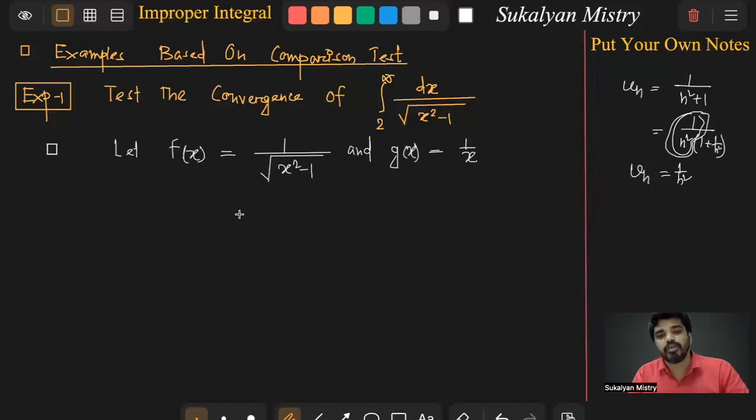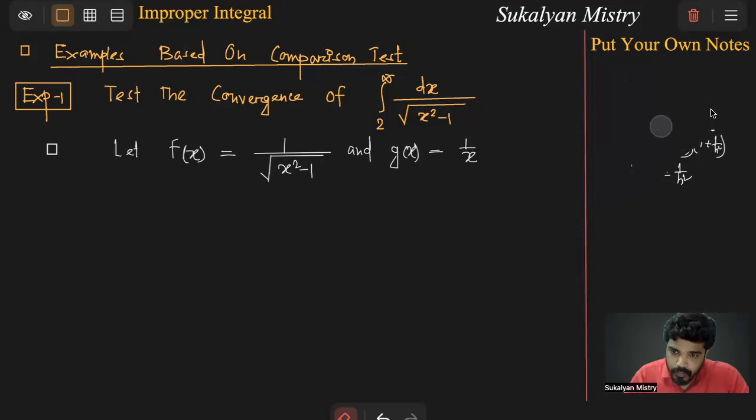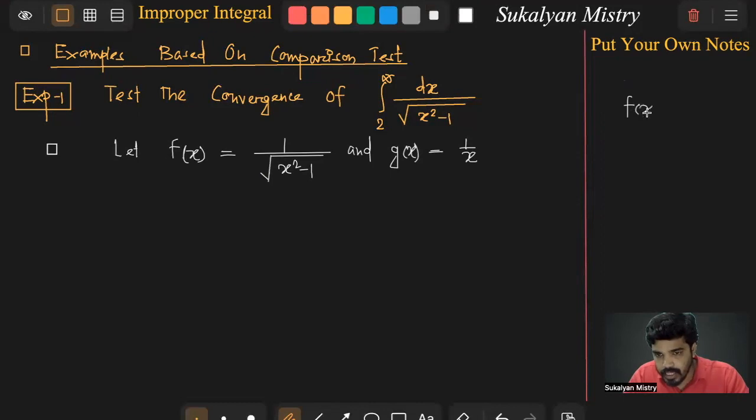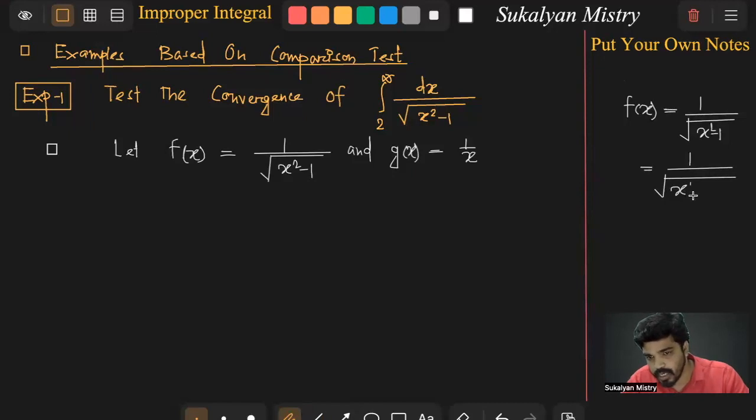Okay, so we consider f(x) is equal to 1 by root over of x square minus 1 and g(x) is equal to 1/x. Let me show you the trick, so that it is easier for you to understand. What is f(x)? Just see, f(x) is 1 by root over of x square minus 1. You have to consider g(x). See, if we take x² common from the denominator, so what do we get?